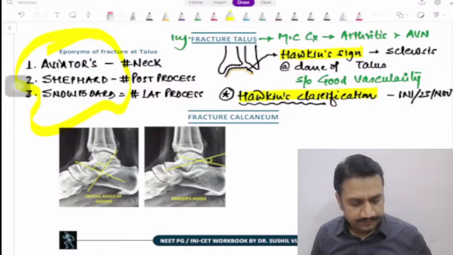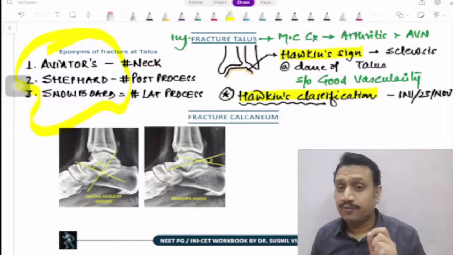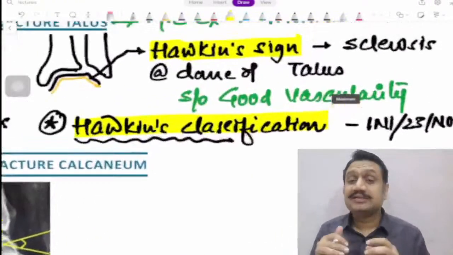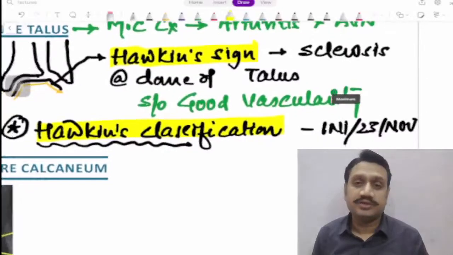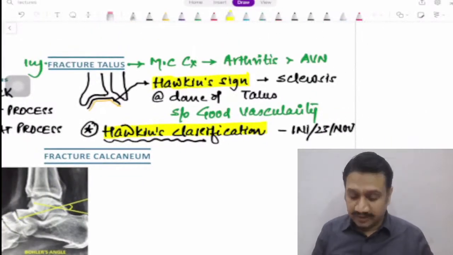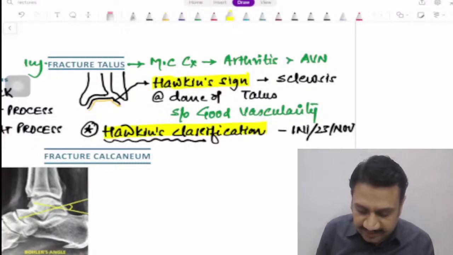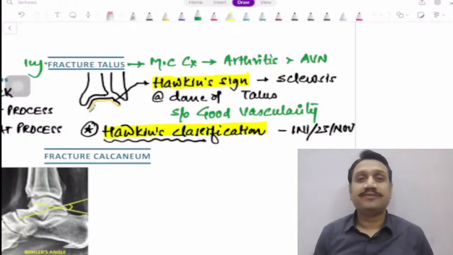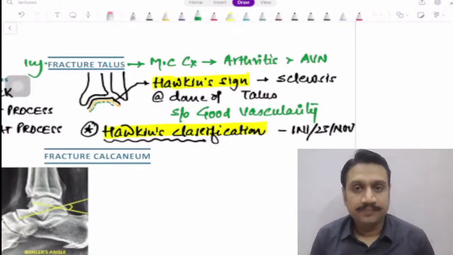So these are three eponyms, and very important point about the talus is its tendency to go into necrosis. Okay, its tendency to get into necrosis. The Hawkins sign is what? Hawkins sign is when you see sclerosis at the dome of the talus like this, it is telling you about the retained vascularity of the talus. Talus is still vascular, it's good, right?